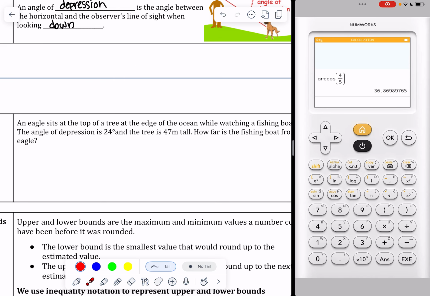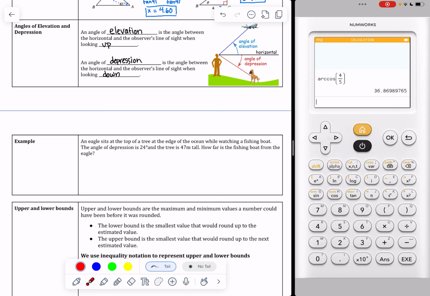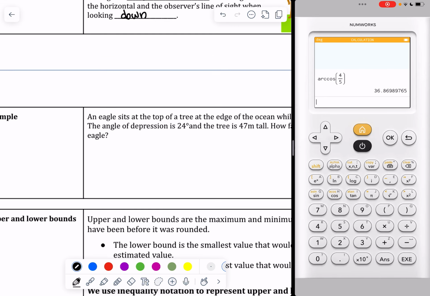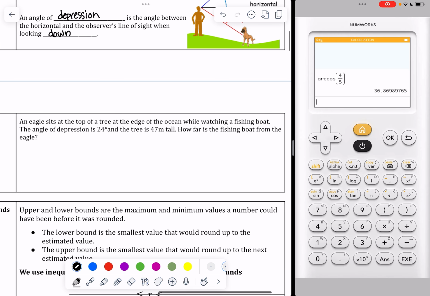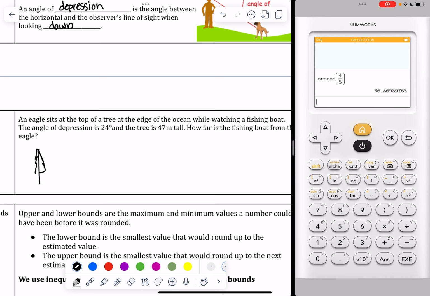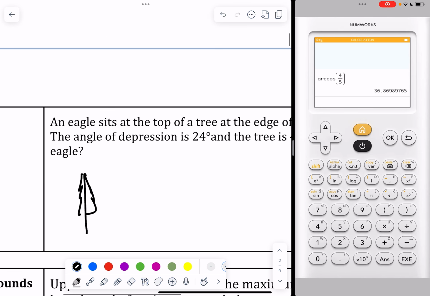So we've got an eagle sits at the top of a tree at the edge of the ocean while watching a fishing boat. The angle of depression is 24 degrees and the tree is 47 meters tall. How far is the fishing boat from the eagle? Okay, so if we draw this out a little bit here, let's see. So we've got a tree, and then we've got a little eagle.